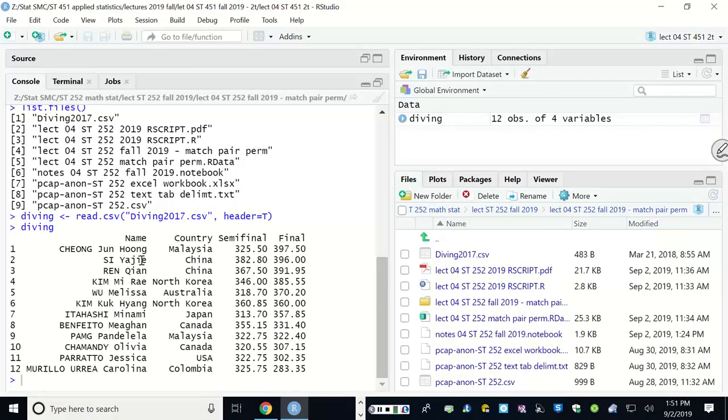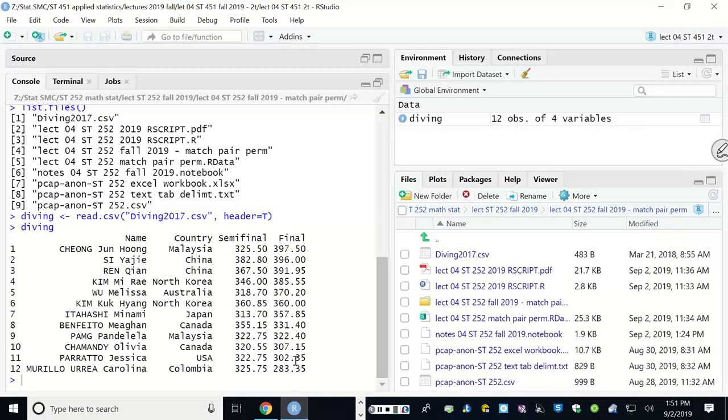And the question could be, is there a change between semifinal and final? So it's the same person getting both of these scores, and presumably some of them are high both times. Right? Here's 360, 382, 396, that's pretty high. A couple of these 320, 307. So they look a little bit correlated, right?